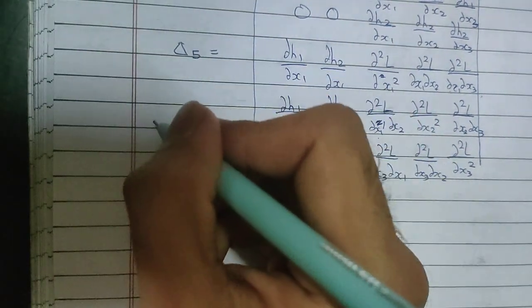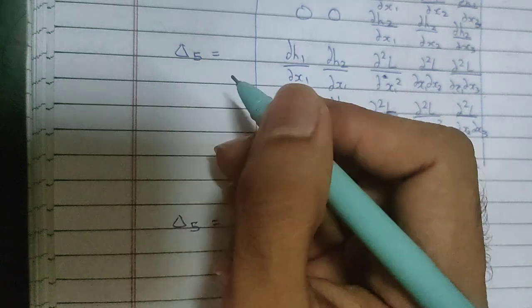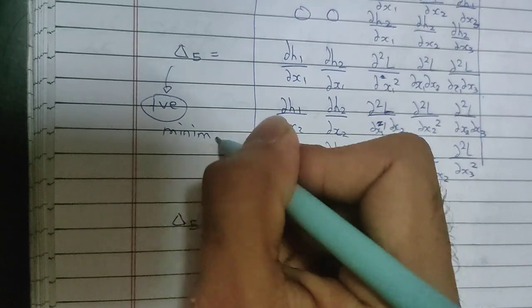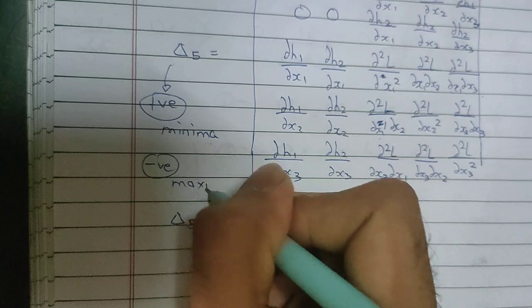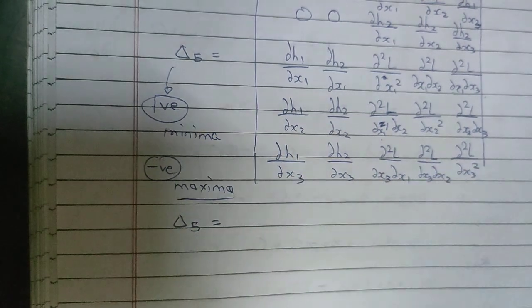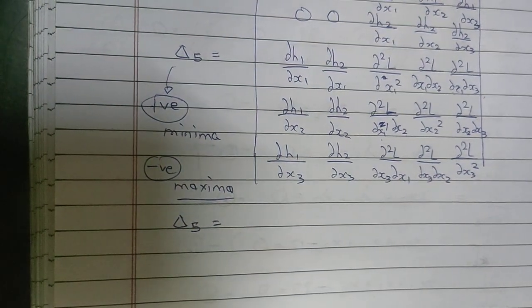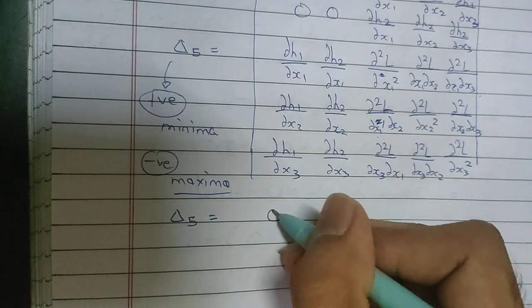And over here, if del phi comes as positive, then we'll have a minima at our point. However, if del phi comes as negative, then we'll have a maxima at our point, the stationary point, that is. Let's see what it comes as. This is the only thing we need to calculate though.